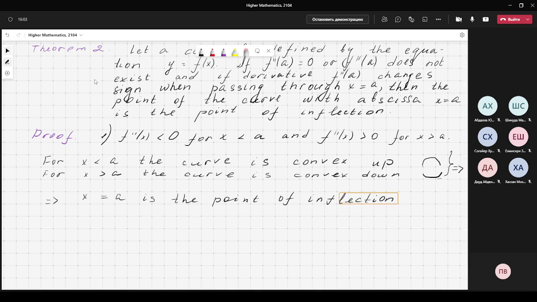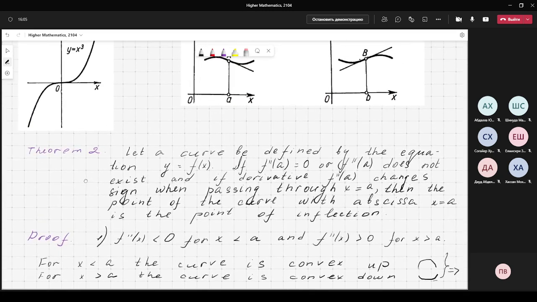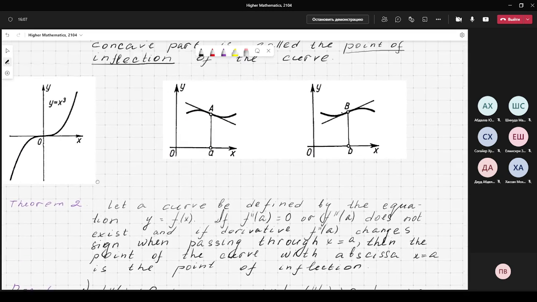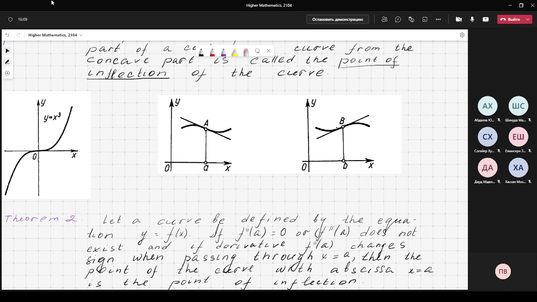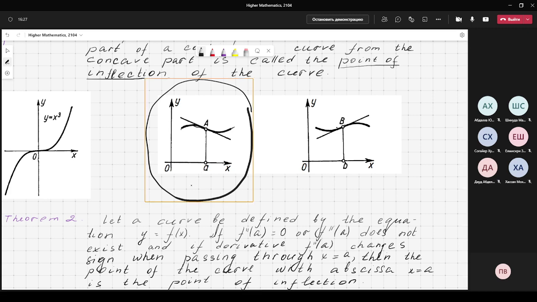This case you can see in this picture. Here convex up, here convex down. A is a point of inflection.